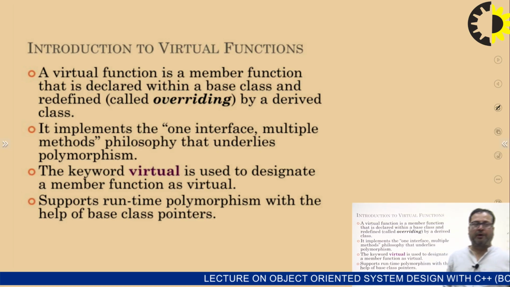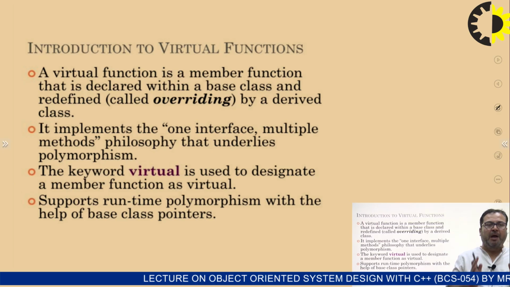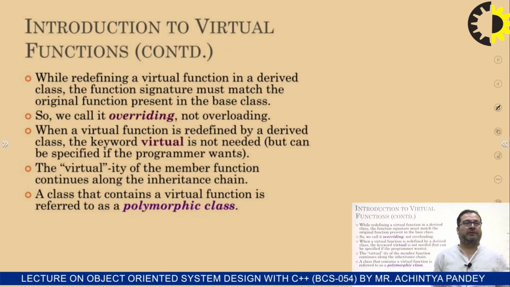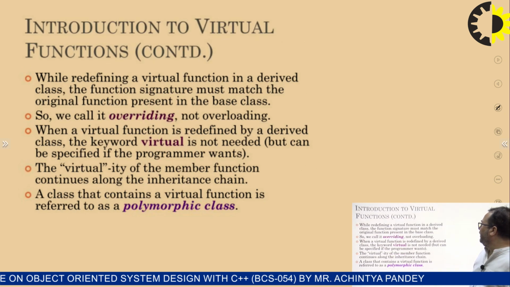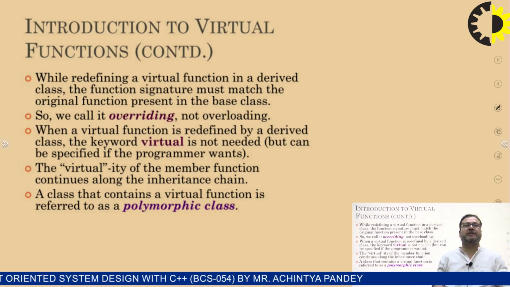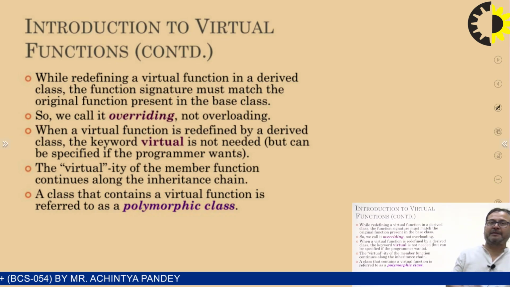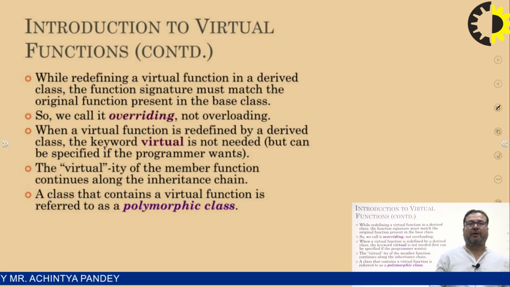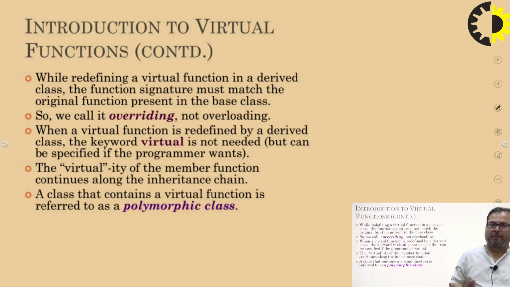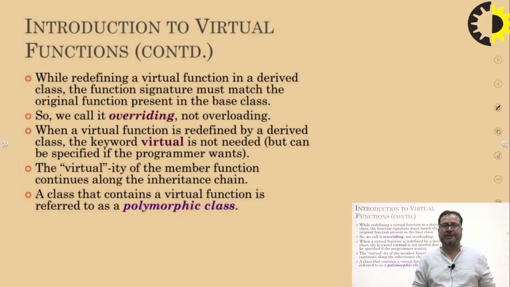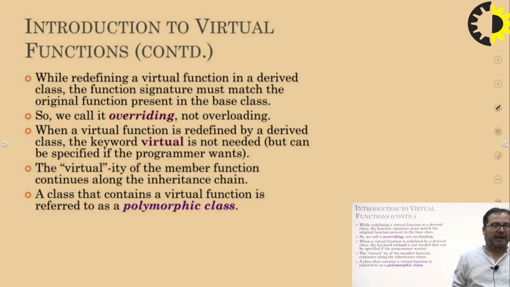Virtual functions support runtime polymorphism with the help of a base class pointer. So how could this be done? While redefining a virtual function in a derived class, the function signature must match the original function present in the base class. So we call it overriding. It is not overloading. Overriding is basically runtime polymorphism, and overloading is compile time polymorphism. Overloading is done at compile time, static binding or early binding. The compiler matches the arguments, and depending on the match, the particular function is selected or invoked.